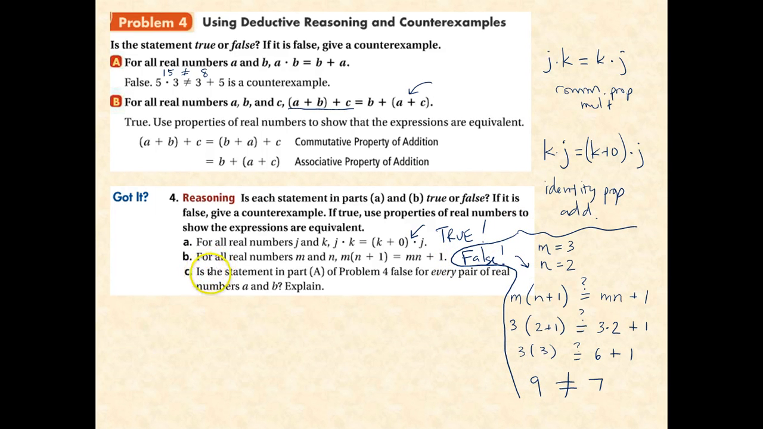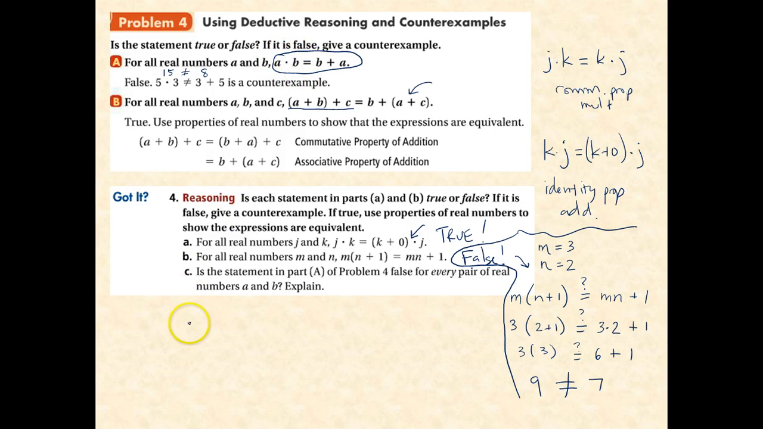And then C. Is the statement in part A of problem 4 false? So that's this. Is this false for every pair of real numbers a and b? So the question is, can we figure out two numbers that this works for? And I can think of one, but a and b would have to be the same number. That is possible. There's nothing that says that a and b have to be different numbers.